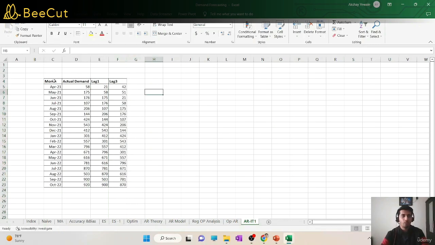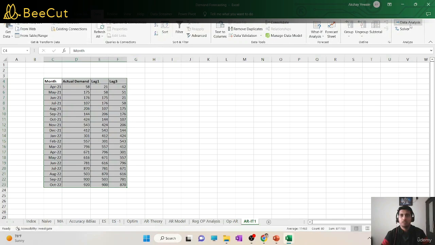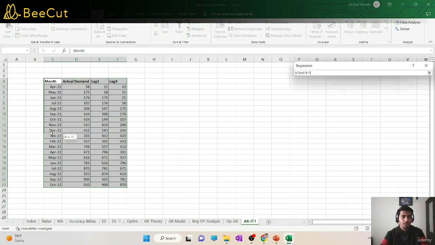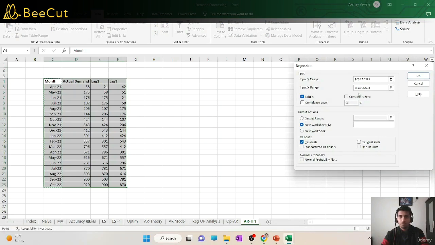Here we go. Now again you follow the same process: go to data, go to data analysis, regression. The y remains the same, which is this one, but since we have changed the sheet, I'll input the data again. Sorry, I mistakenly input the months.